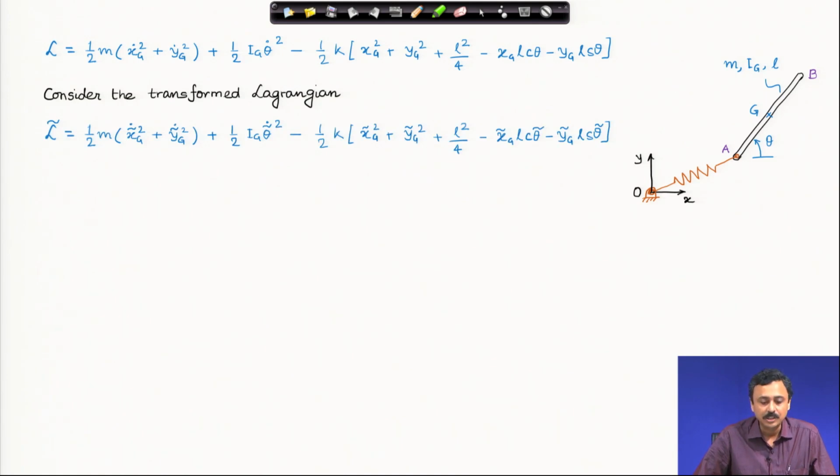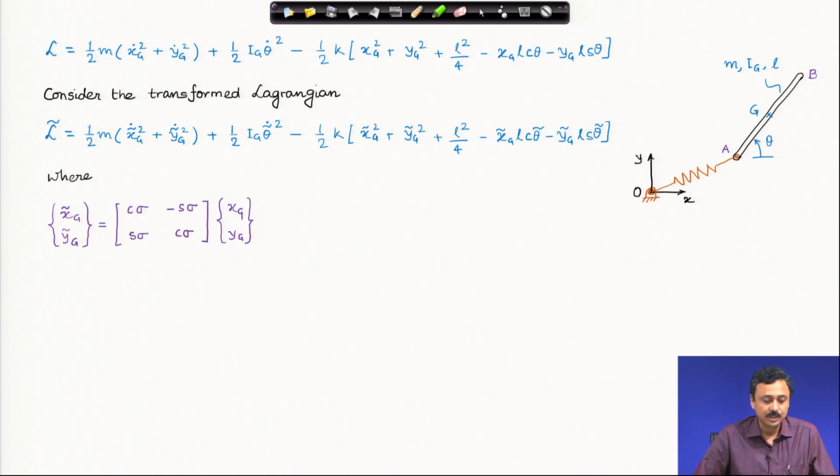We consider a transformed Lagrangian. What I am trying to do is find out an infinitesimal symmetry of this Lagrangian. Let us see if I succeed. I write down a new Lagrangian in terms of the new coordinates x g tilde, y g tilde and theta tilde. I have to find a transformation from x g, y g, theta to x g tilde, y g tilde, theta tilde, which will be a function of a parameter sigma. When sigma equals 0, this transformation should be identity.